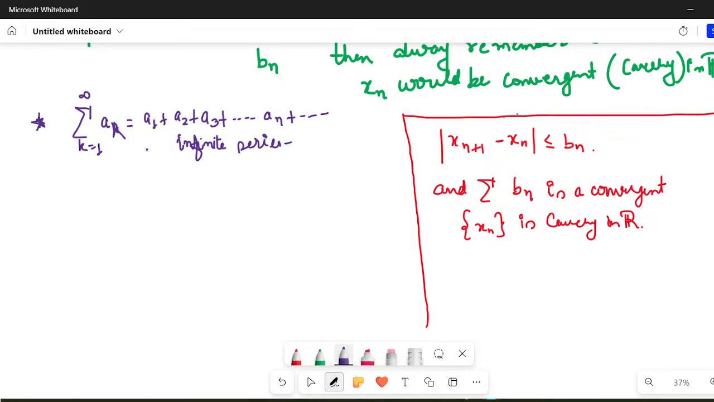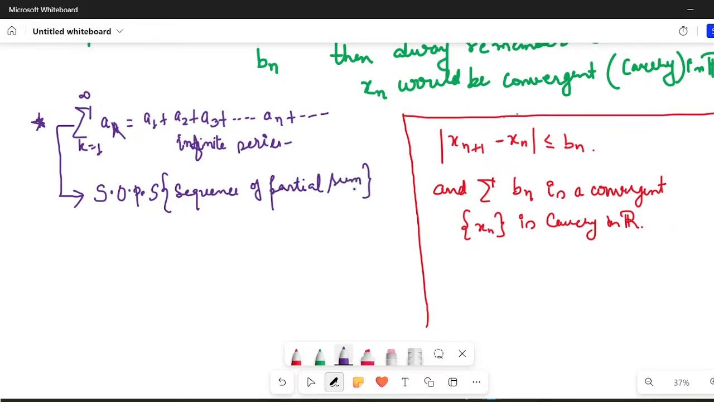Now, always remember, a series behaves the same way as its SOPS does. What is SOPS? SOPS is a sequence of partial sums. So if your sequence of partial sums is convergent, then the series is convergent. If your sequence of partial sums is divergent, then the series is divergent. What is a sequence of partial sums? Let us take an example and understand.